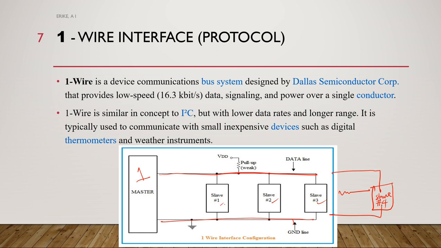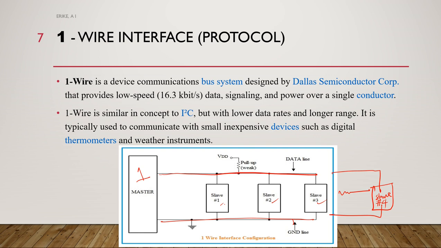All right, now to send a 1, the bus master sends a very brief 1 to 15 microsecond low pulse. To send a 0, the master will send a 60 microsecond low pulse. So the difference here is not the pulse itself. The difference here is the duration of the pulse.